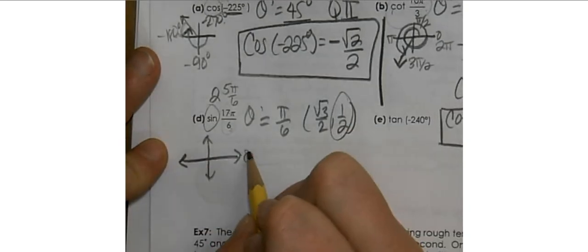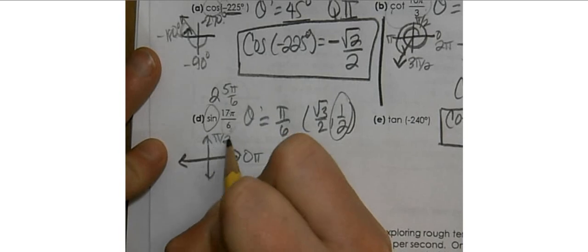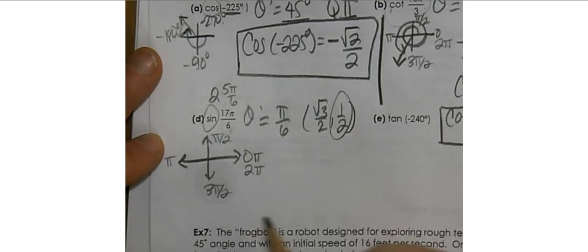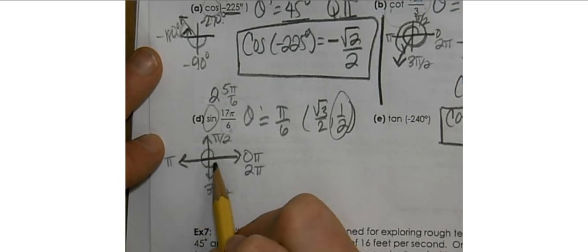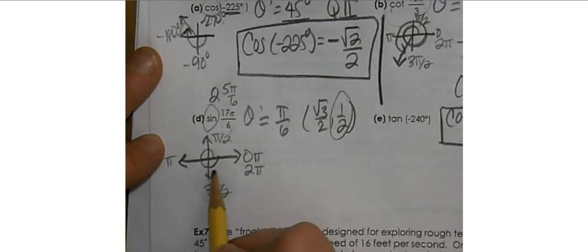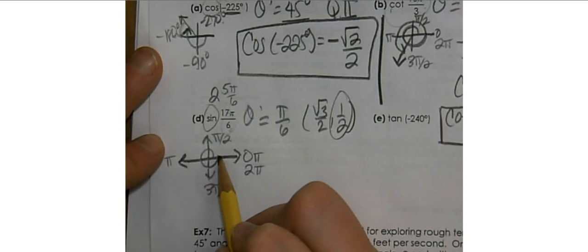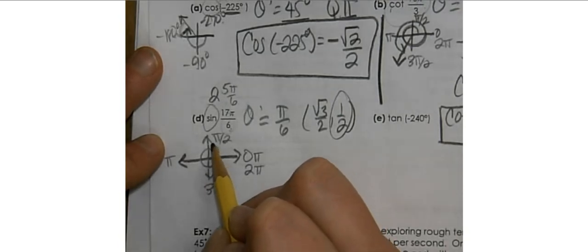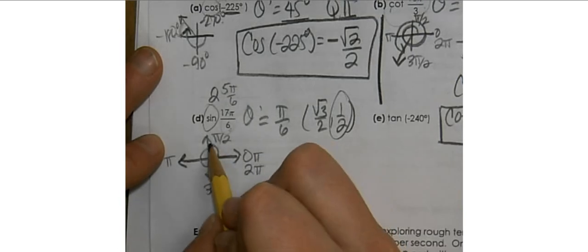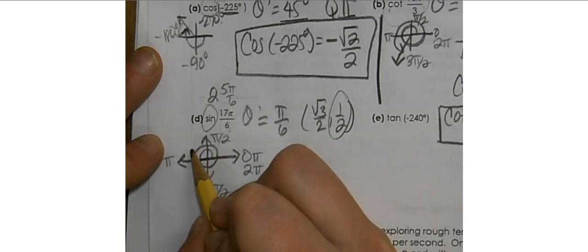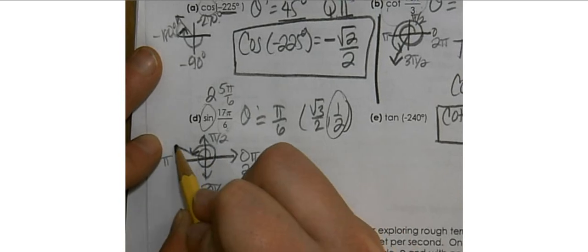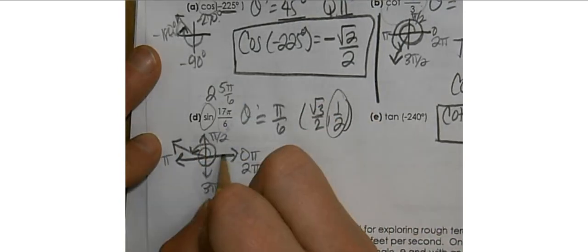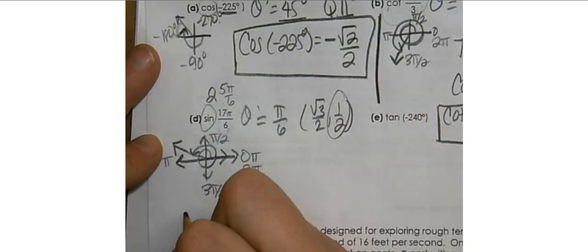So this is going to be 0, pi over 2, pi, 3 pi over 2, and 2 pi. So I'm going to go around the circle. Here's 2 pi, so that's 1 pi, 2 pi, and now we need to go 5 pi over 6 more. So 5 pi over 6 more is going to be almost to another pi, but not quite there. So this is located in quadrant number 2.